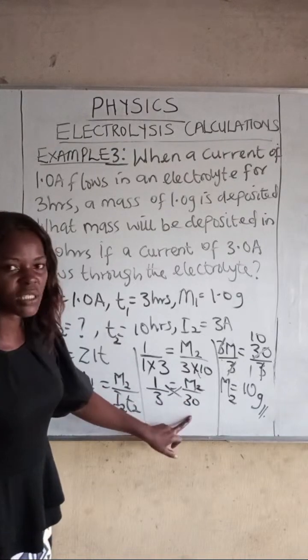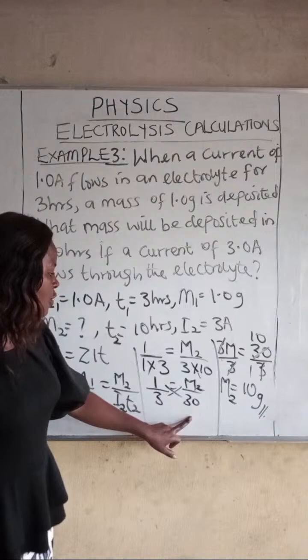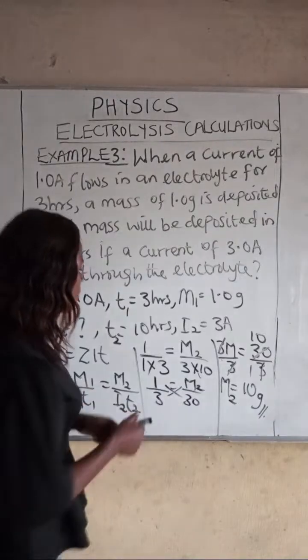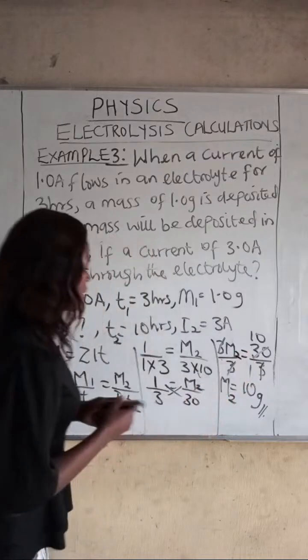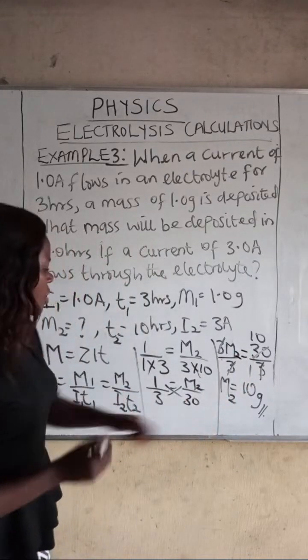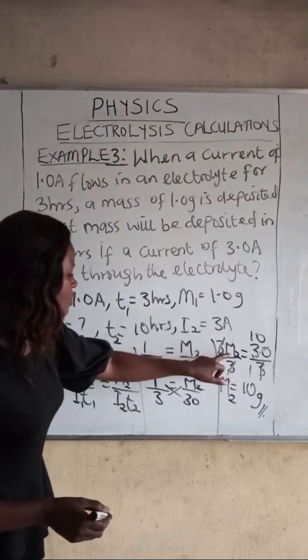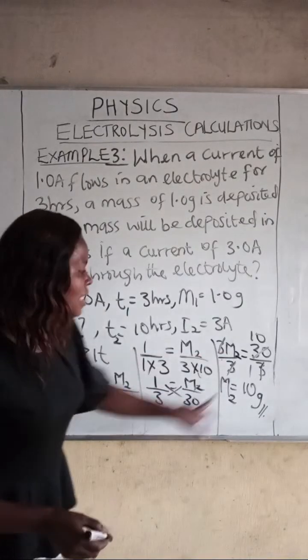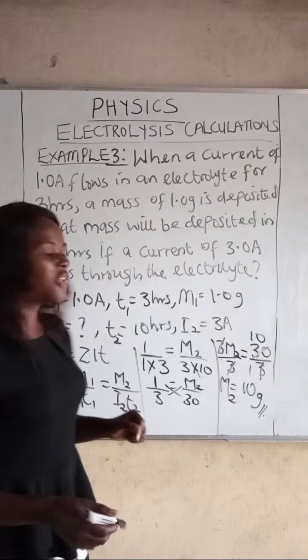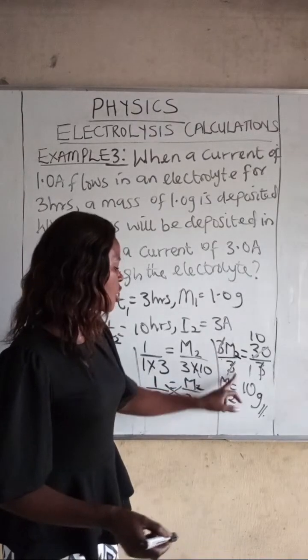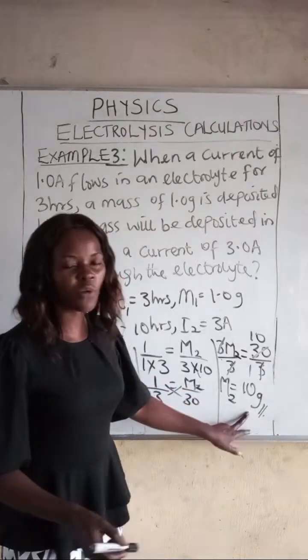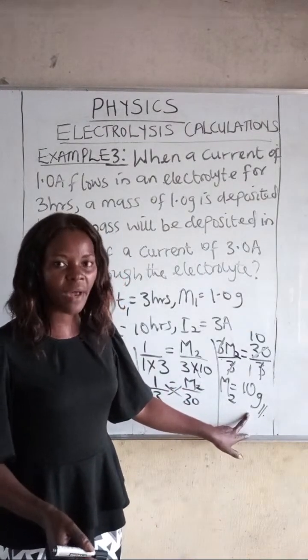I do cross multiply. If I do cross multiply, m2 times 3, that is 3m2, 1 times 30, that is 30. I divide both sides by the coefficient of m2, which is 3. When I divide, I'm going to have what? 10 grams. Do you understand?